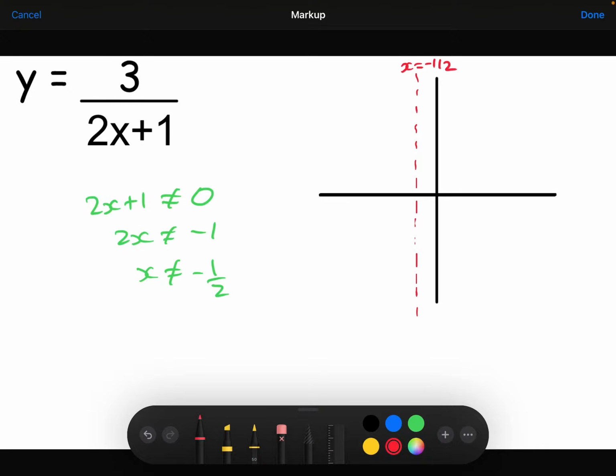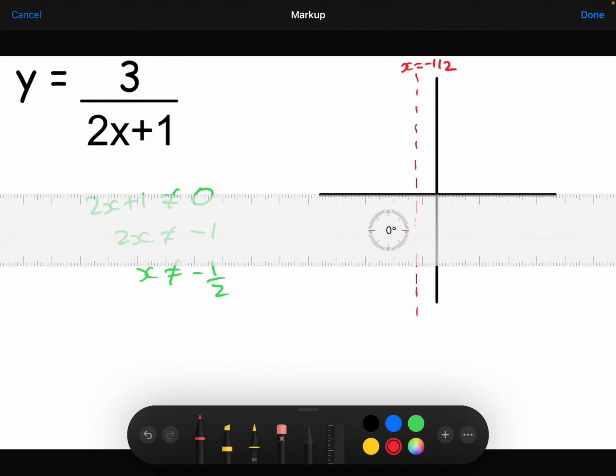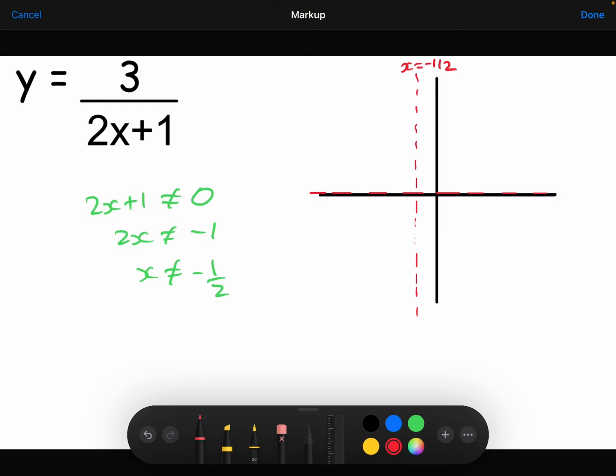My horizontal asymptote is still going to be y equals 0. And the reason why it's still going to be y equals 0 is because 3 divided by anything can never equal 0. Again, you can have any number on the bottom here at all, and when I do 3 divided by that number, this will never equal 0. So to draw the line in, it's going to look like this.